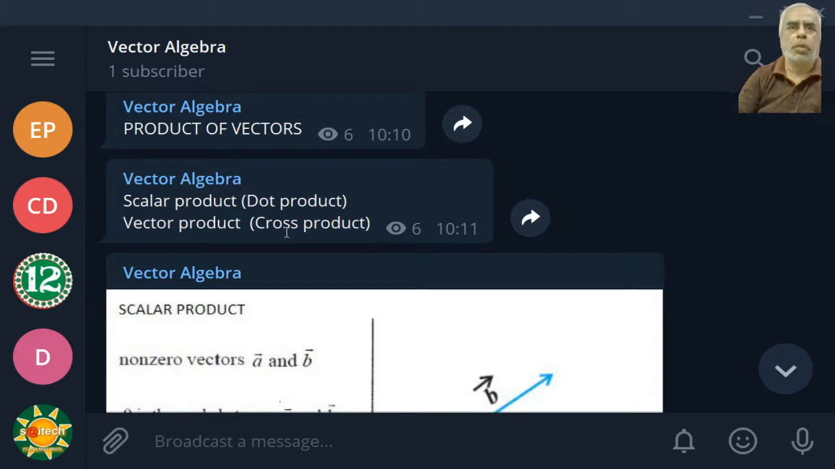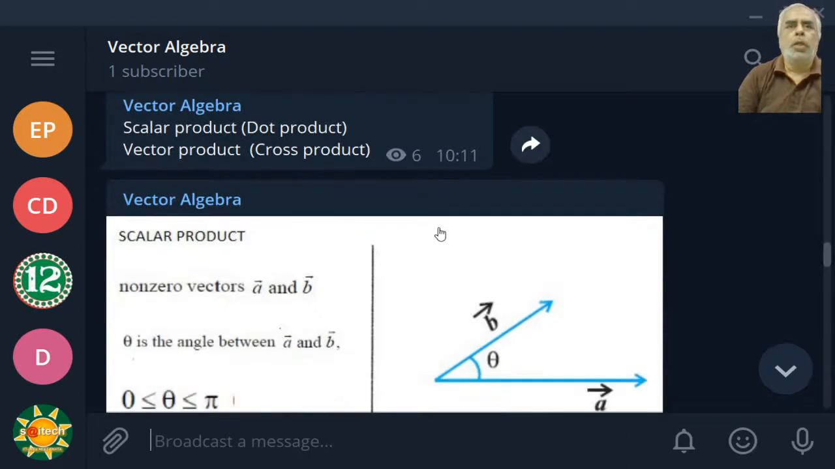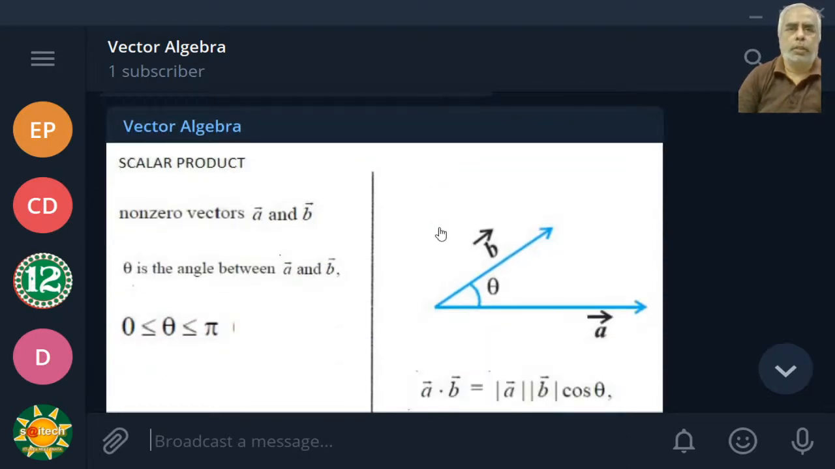Let us discuss the first one, the scalar product. It is also called the dot product. Let us consider non-zero vectors, vector A and vector B. They have subtended an angle theta. This theta lies between 0 and pi. Now A dot B is the scalar product or the dot product. Since we put a dot here, it is called a dot product.